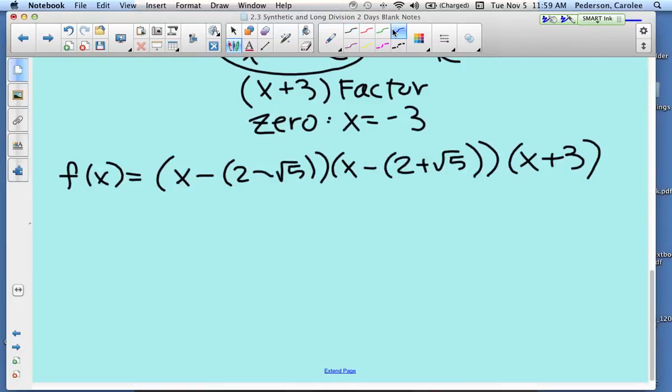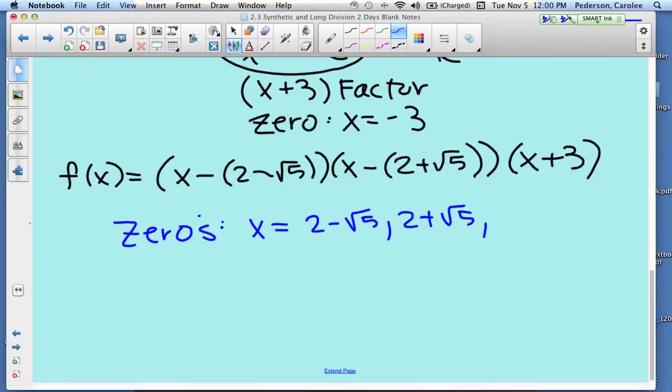And then the zeros of the function, which are your x-intercepts if you were to graph it. X equals 2 minus the square root of 5, 2 plus the square root of 5, and negative 3. They are your x-intercepts also. They're all real numbers.